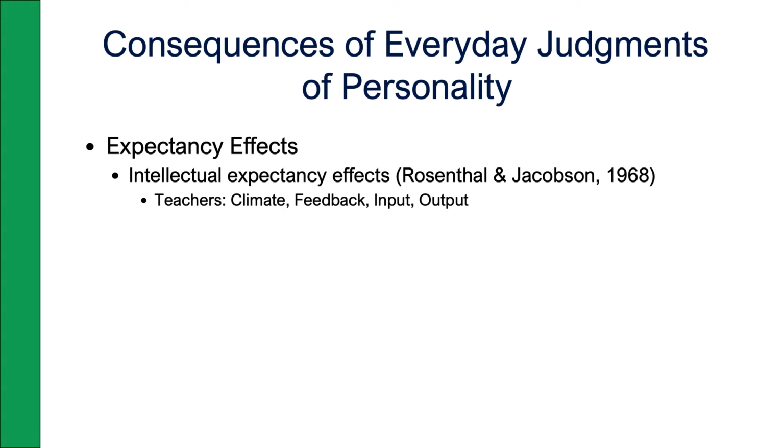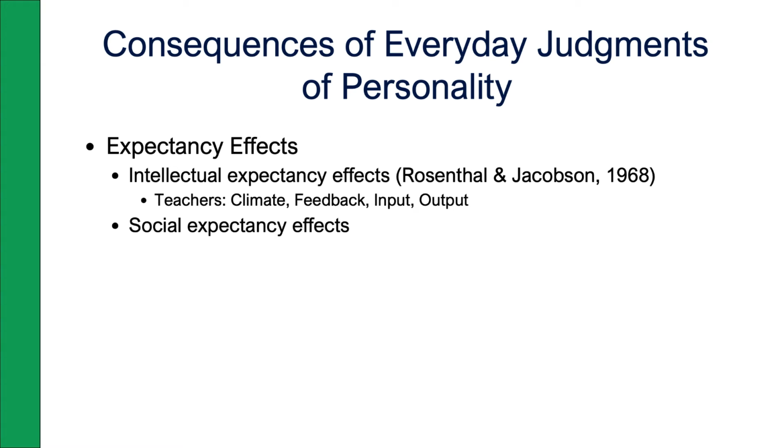They also increased their input. They created more opportunities for the kids to learn and presented them with more information in order to develop their skills and knowledge. And then the last thing was output. They provided more opportunities for those students to show what they had learned. So in this way, Rosenthal and Jacobson were arguing that teachers' expectations can have a huge impact on the actual performance of the students, even when students are not aware of those expectations.